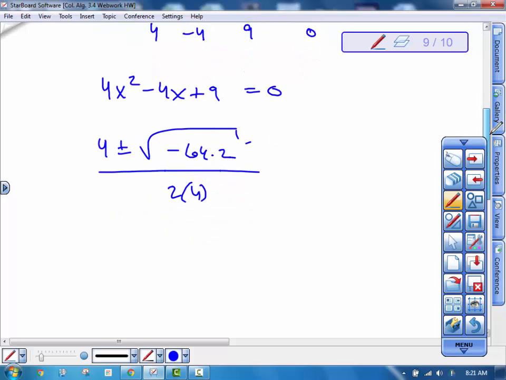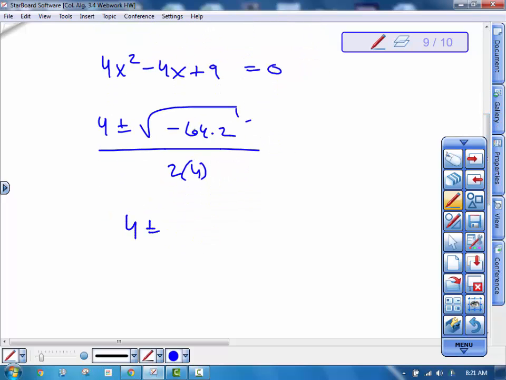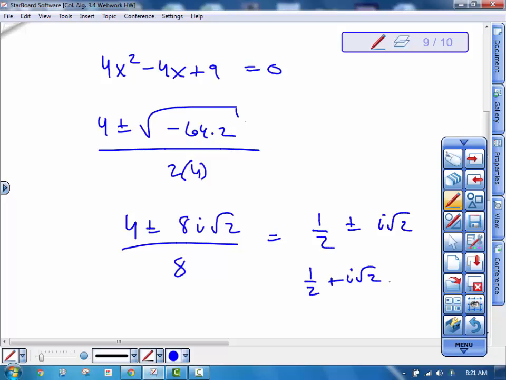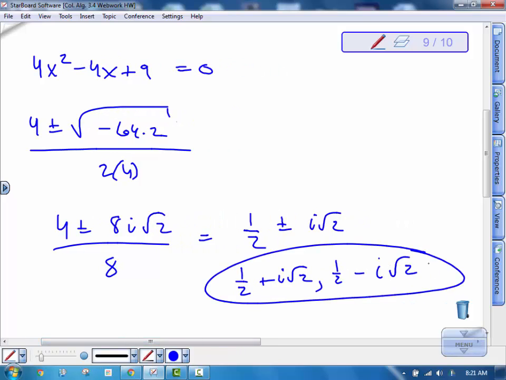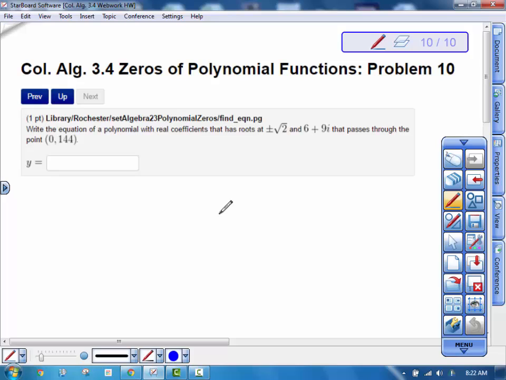And then this becomes 4 plus or minus the square root of negative sign is i. The square root of 64 is 8, and I still have the square root of 2 left. And then in the bottom I have 8. So this simplifies into 1/2 plus or minus i square root of 2. So I have 1/2 plus i square root of 2, and I have 1/2 minus i square root of 2. Okay, and this is the toughest problem.